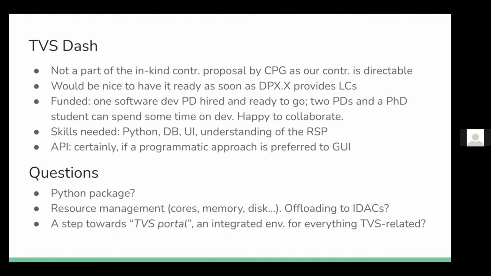So the questions that still need to be answered is how would the resource management work on the Rubin end? So how many cores, how much memory, and how much disk would be accessible to a single user? And one of the ideas would be to offload this to one of the IDACs. And I see this as a general step towards the TVS portal that I think Yanis was mentioning in one of the previous telecons, where we would find an integrated environment for everything that's TVS related. Thank you very much.